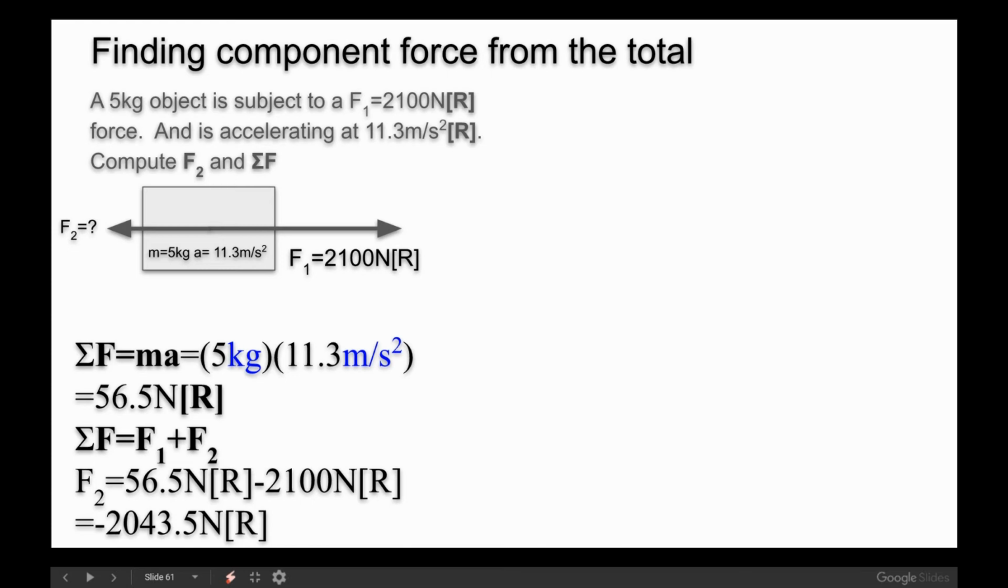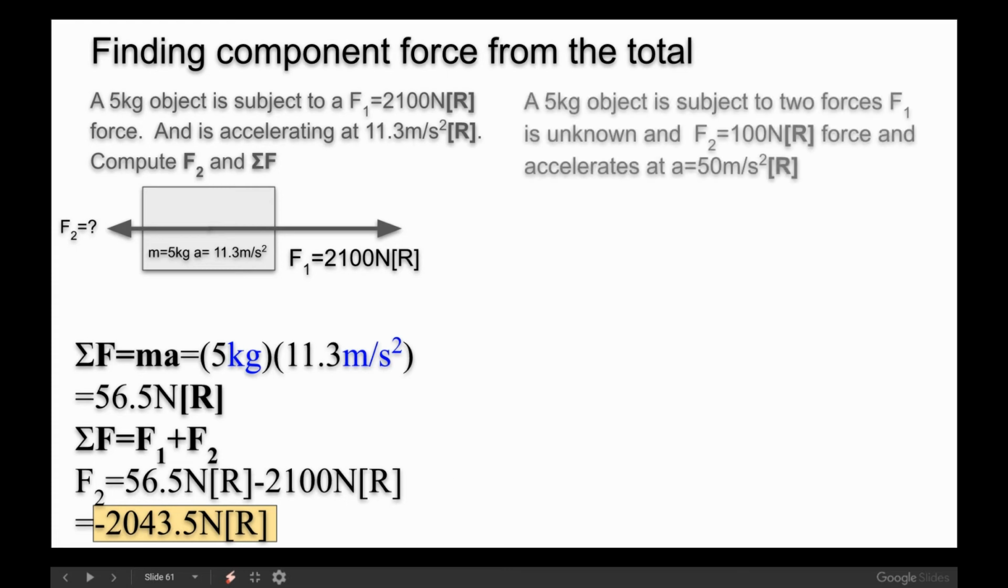56.5 newtons to the right minus 2100 newtons to the right, which is 2043.5 newtons to the right. Negative to the right, so that would be to the left. That's pretty much straightforward. We try a variation on this problem.